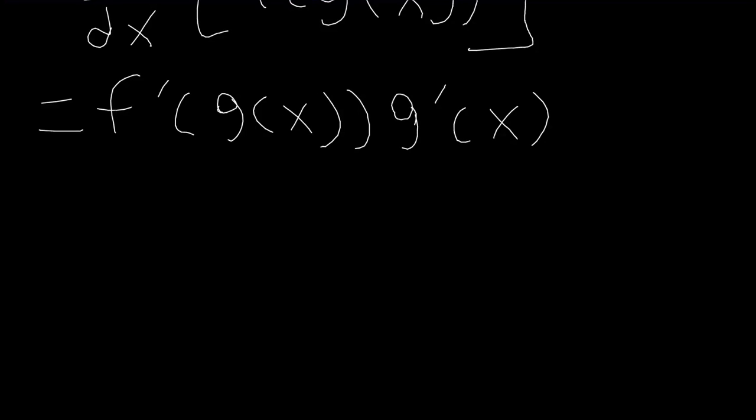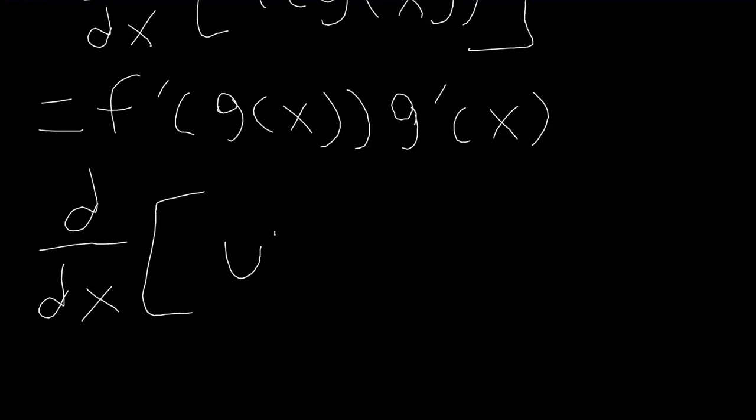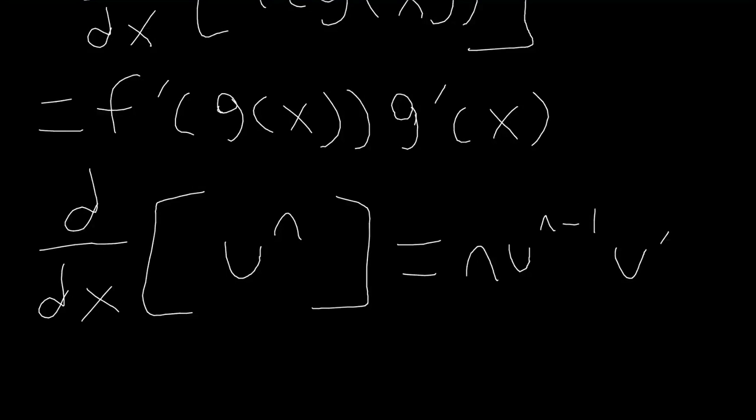A quicker way of writing the chain rule, which will be useful, is that the derivative with respect to x of u to the n is just equal to n times u to the n minus 1 multiplied by u prime, the derivative of u. So now that I taught you the chain rule and what it is, let's just get right into the examples.